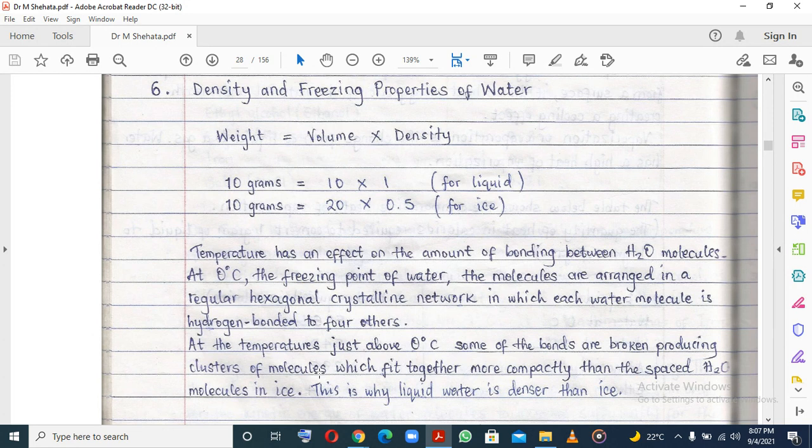Okay, they are closely together, right? So now what happens is that because they are more closely together as compared to those water molecules which were well spaced out in ice, you see that since they've become more compact, their volume decreases.